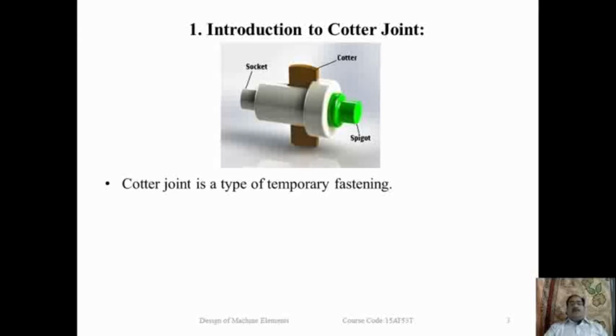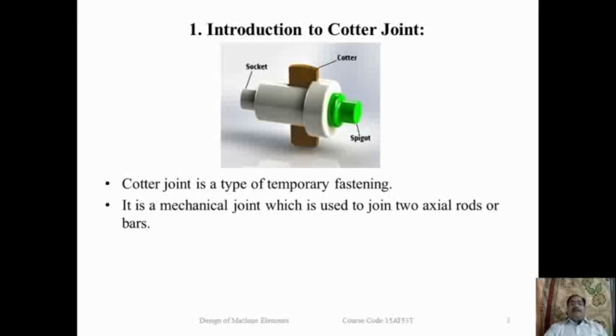So Cotter joint is a type of temporary fastening. So already we have studied regarding the temporary fasteners and permanent fasteners. So here the Cotter joint is one of the type of temporary fastening, because without damaging the components easily we can dismantle the parts. So that's why it is known as temporary fastening. It is a mechanical joint.